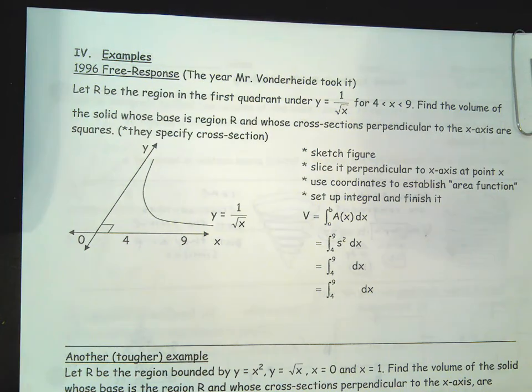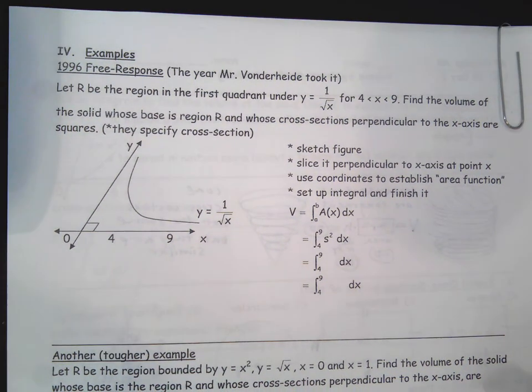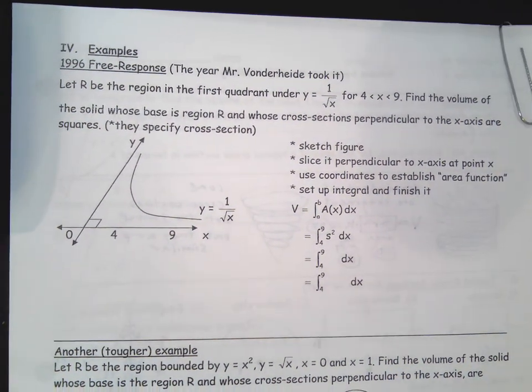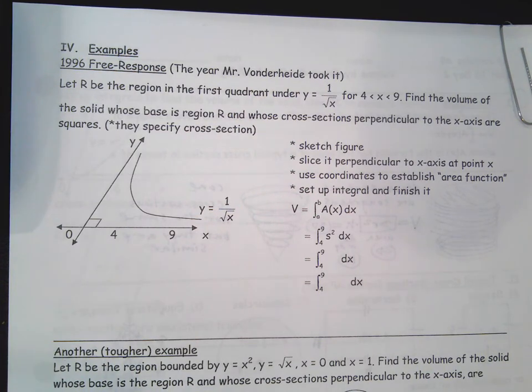So we'll start with the free response problem all the way back from 1996, which was the year I took the Calc AB exam. Got a 5. I don't know if that gives you any more confidence. But this must have been a problem I did. One of the 6 free response problems.